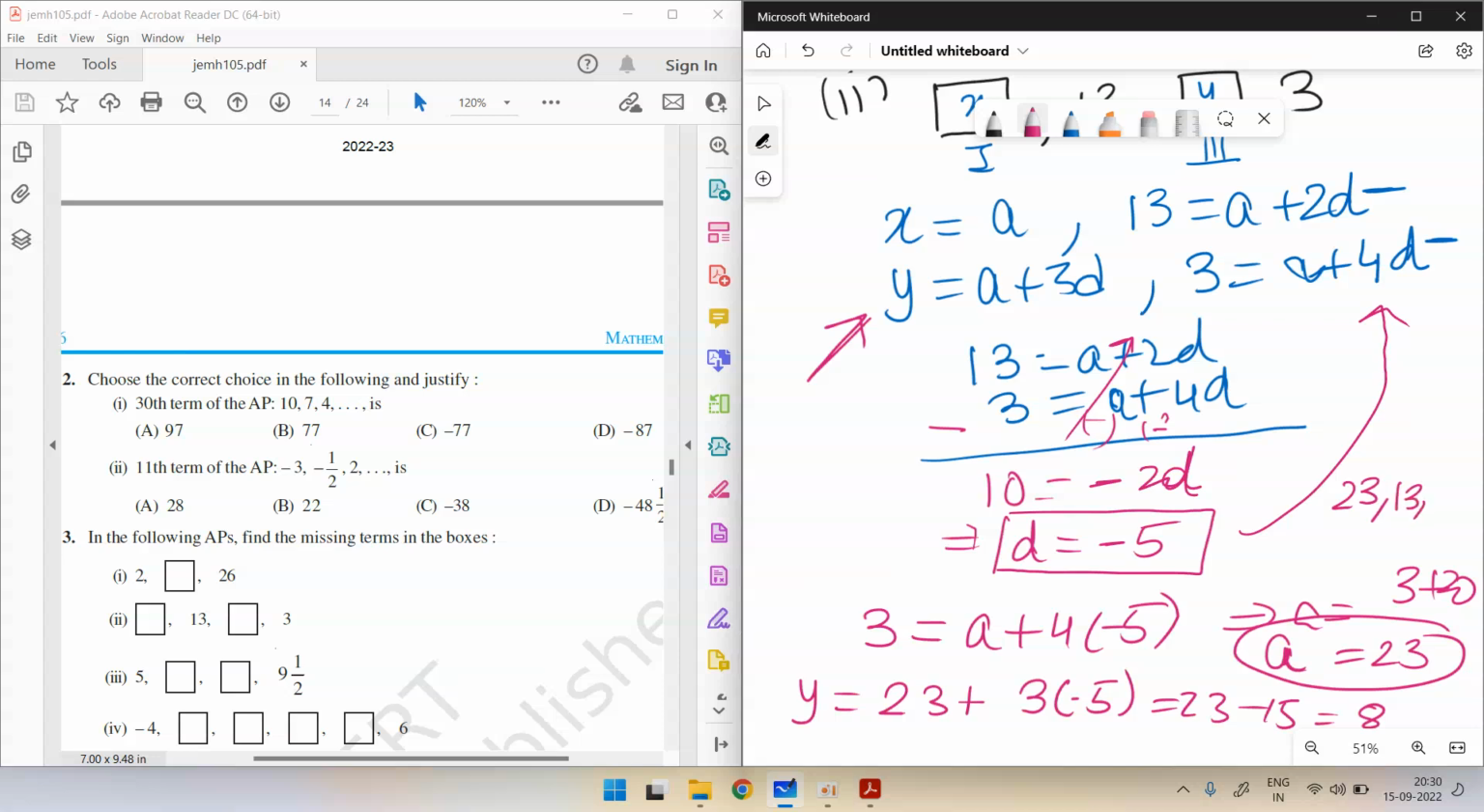Then the series is 23, 13, 8, 3, with a difference of 5 each time. Sorry. The value of a is 23, and the value of y is 8. So this is E.